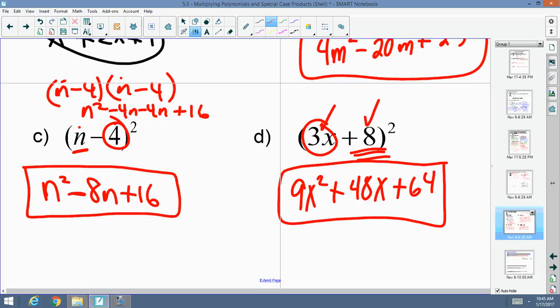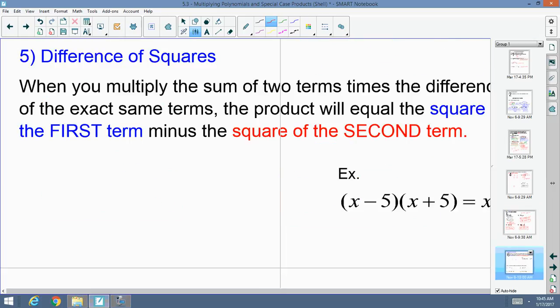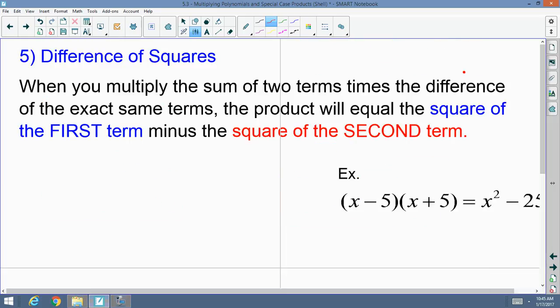And last but not least, guys, I know you're like, oh my God, another thing. Yeah, it's a long lesson. This is called the difference of squares, guys. This is the last one that we're going to do today. Well, this is the last type of polynomial multiplication. You just did it all today. You should be proud of yourselves.